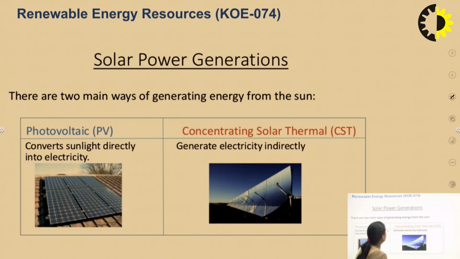Now, what is solar power generation? There are two ways of generating power from the sun. One is photovoltaic, and the other is concentrating solar thermal, right. In the case of photovoltaic, we are converting the sunlight directly into electricity, while in the case of concentrating solar thermal, they generate the electricity indirectly, right. Sunlight is not converted into electricity directly. By some other means, we trap the solar energy, and then using other processes, we convert it into electricity.